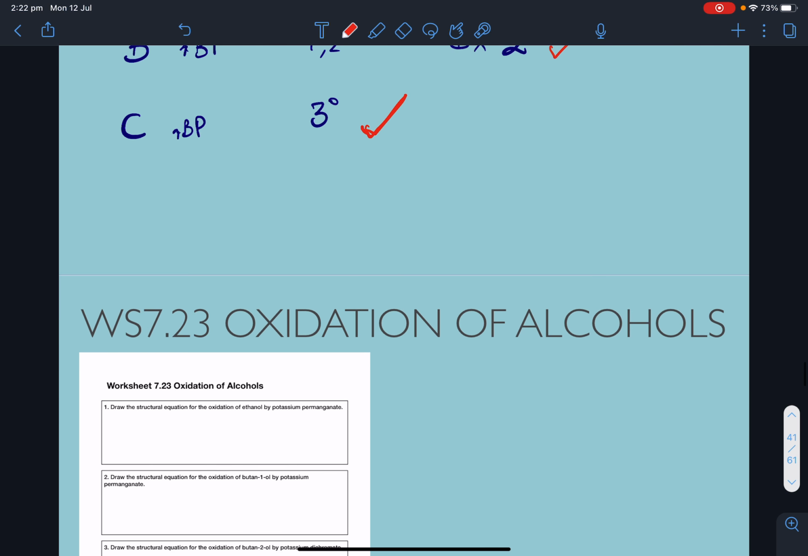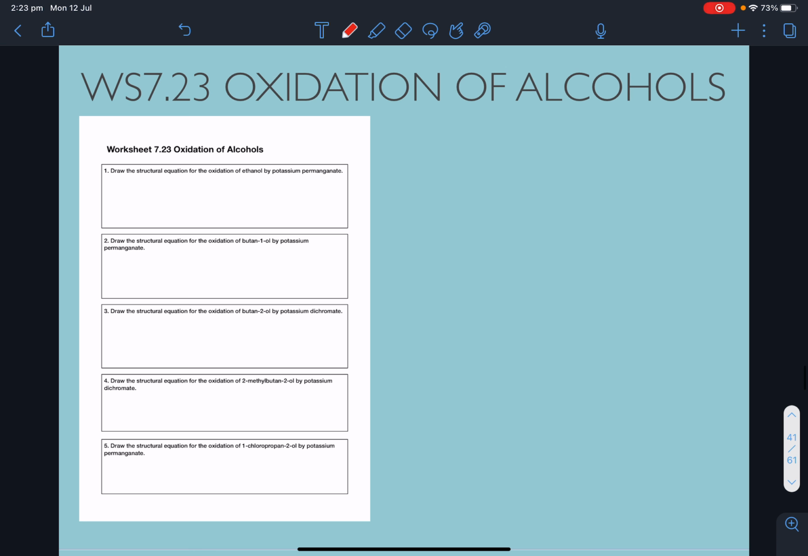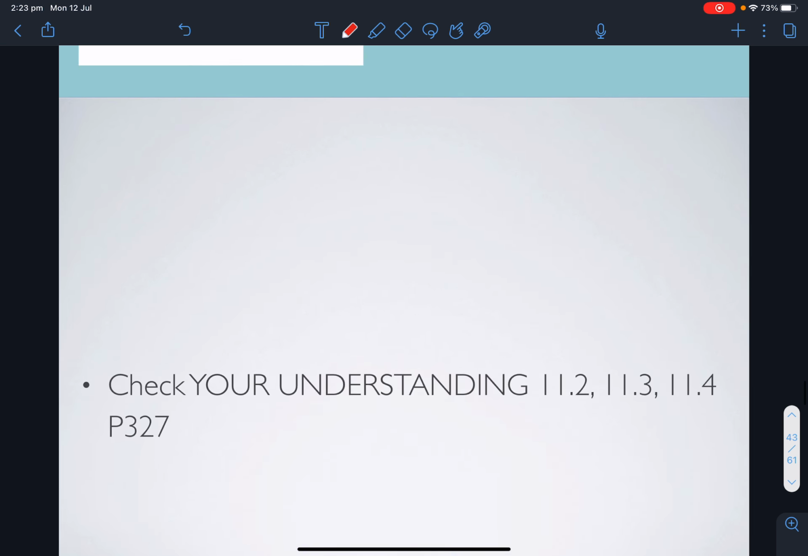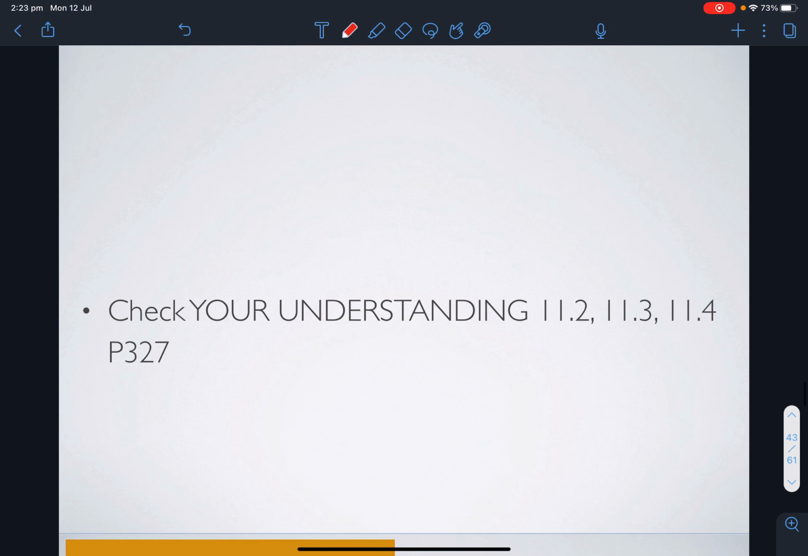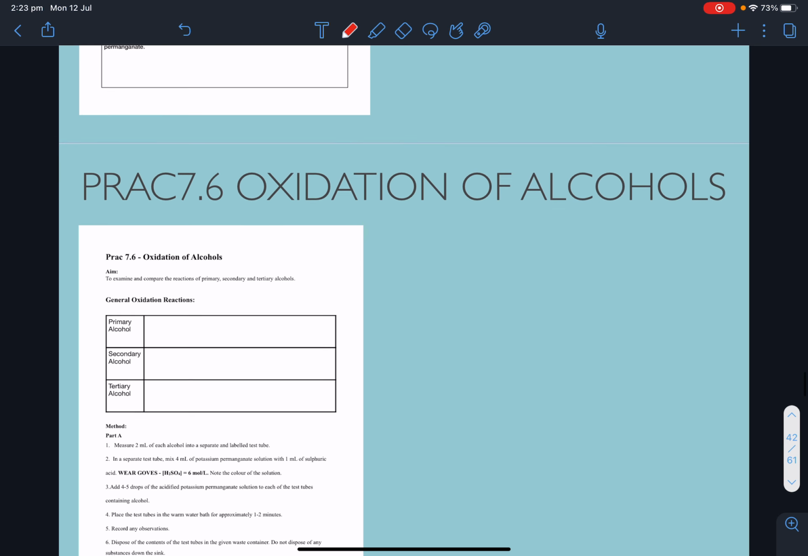That's all the examples that I've got. So there's a worksheet on oxidation of alcohols. See how you go. And we've got a practical to do too. And there are some check your understanding questions from the textbook if you're still having trouble. All right, that's it for oxidation of alcohols.